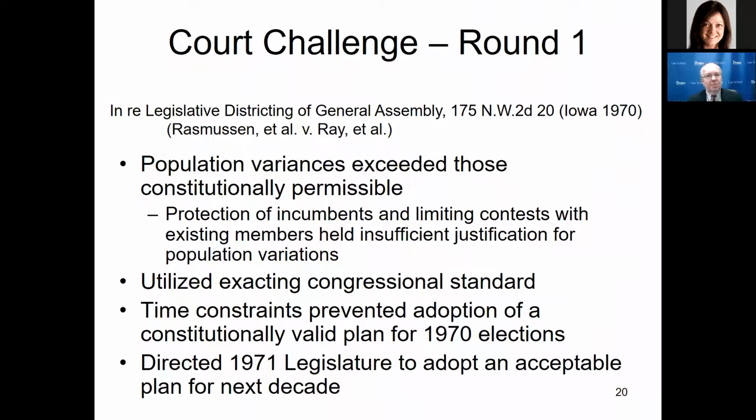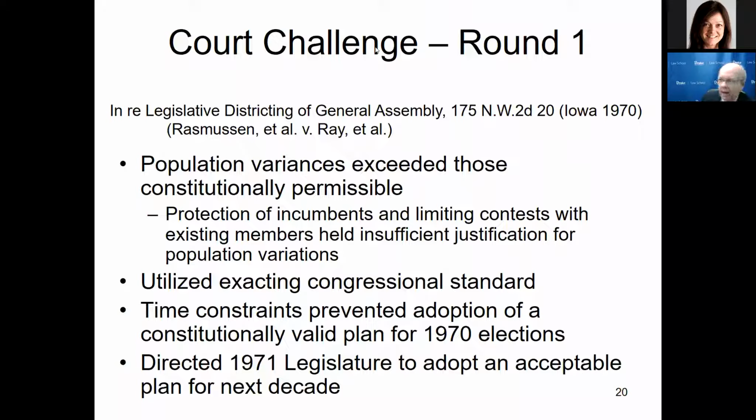Following enactment of that plan, that plan was challenged in court, and pursuant to the Constitution, the Iowa Supreme Court had original jurisdiction of considering that challenge. And the Iowa Supreme Court did find that the population variances did exceed those that were constitutionally permissible. They found that reasons of protecting incumbents and limiting contests with existing members were insufficient reasons to justify those population variations. They utilized that very exacting congressional equality standard.